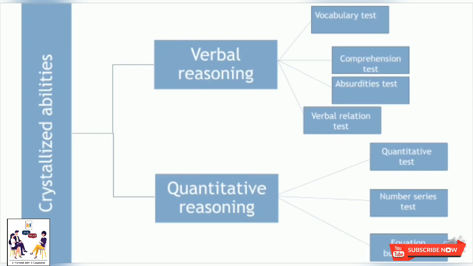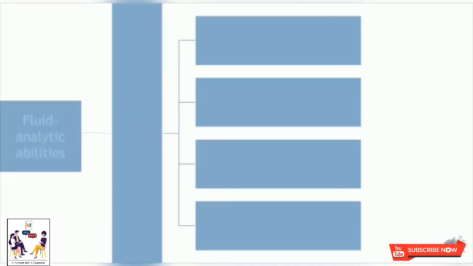The next group factor is fluid analytic abilities. The fluid analytic ability is measured through abstract or visual reasoning.